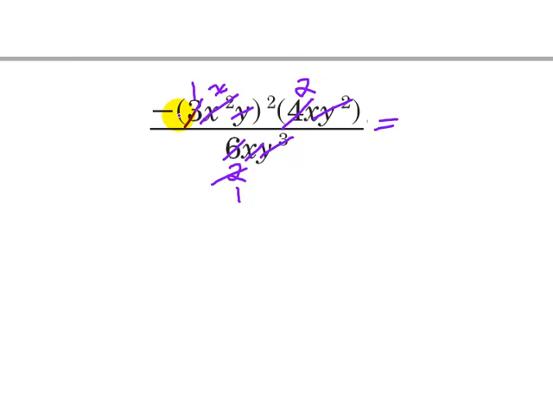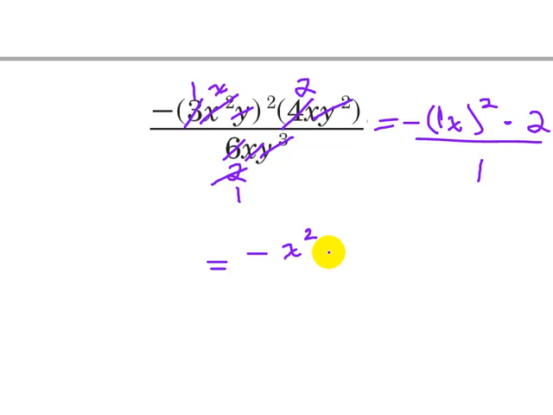When I look at my answer, I get negative 1 x squared times 2 all over 1. And that's equal to negative, this would be x squared times 2, or just negative 2x squared.